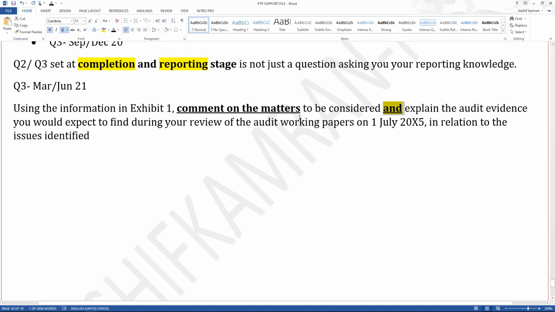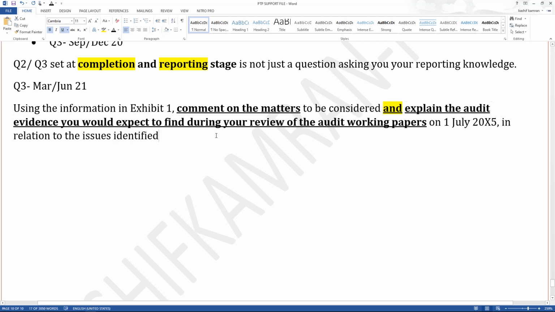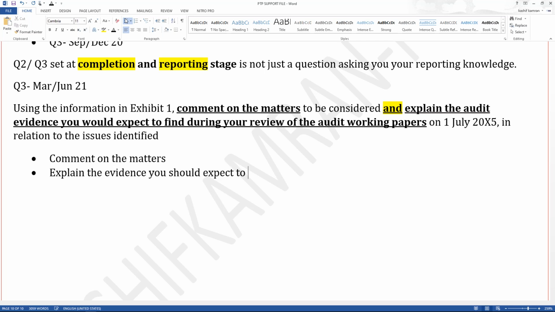Comment on the matters and explain the evidence you would expect to find during your review of the working papers. Two requirements. So this question is asking us two things. Number one, we need to comment on the matters. Number two, we need to explain the evidence you should expect to find in your file review. So two things, right? Now, how many issues do we have?